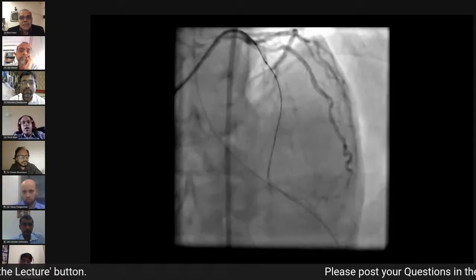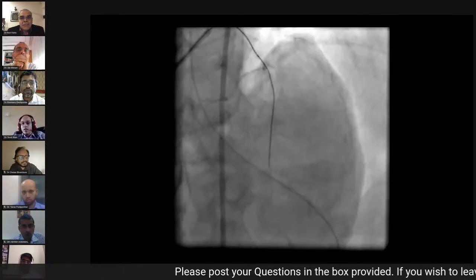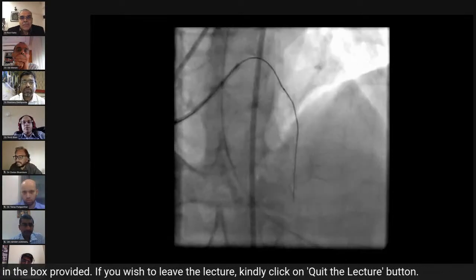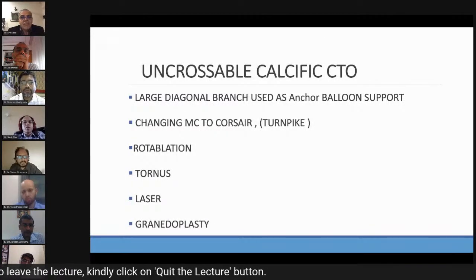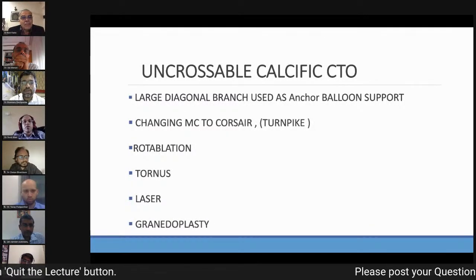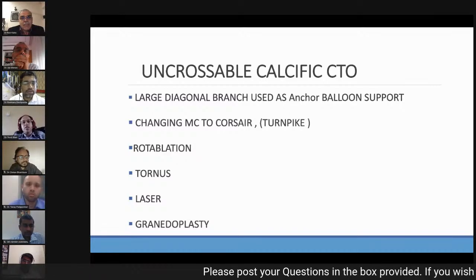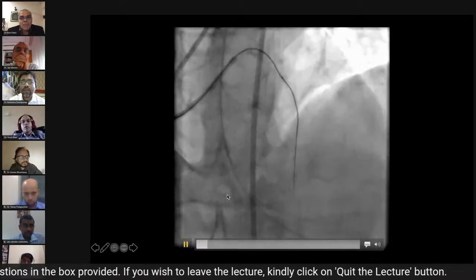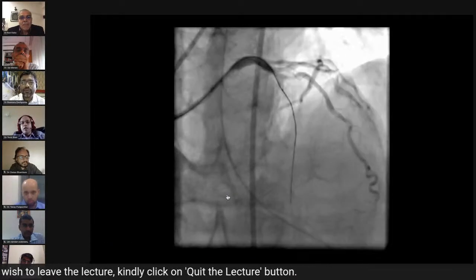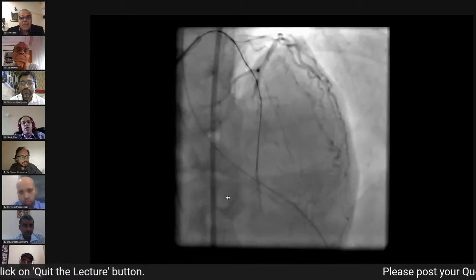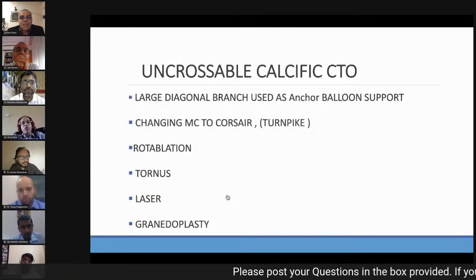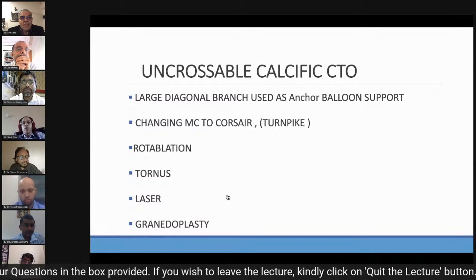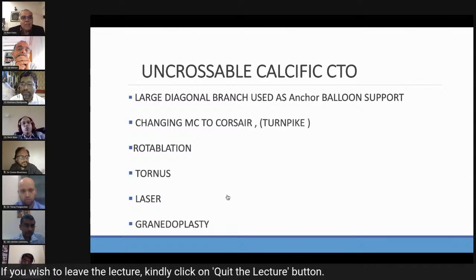So here, the Fine Cross did not move much. It was stuck at the calcific segment. This is like what Amit presented earlier. It's a similar situation, an uncrossable calcific CTO. There was a large diagonal, as one can see here. So I anchored, I put a wire across and tried to pass the microcatheter. If I can cross the microcatheter, that would be a safer thing, that I have my rota wire distally, and then I can swap and do rotablation.